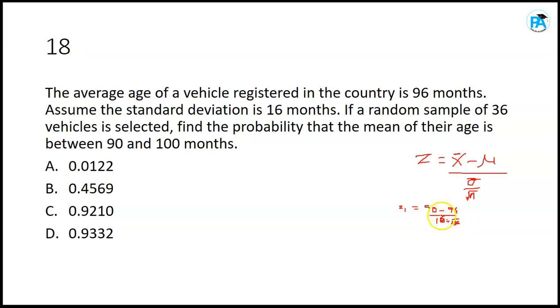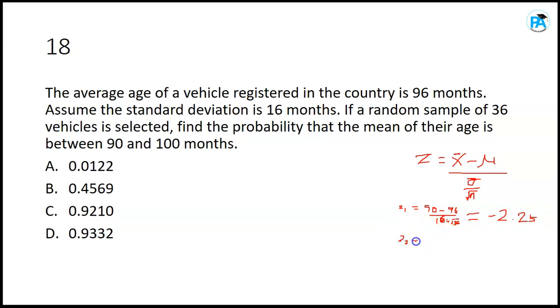16 divided by root 36. 90 minus 96, all divided by 16 divided by root 36. If you calculate it well, you should get negative 2.25. Negative 2.25.